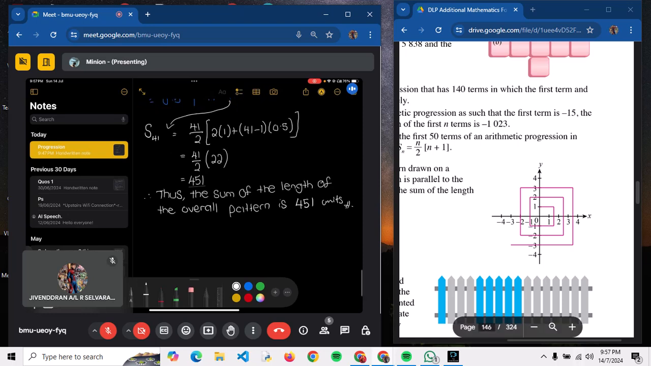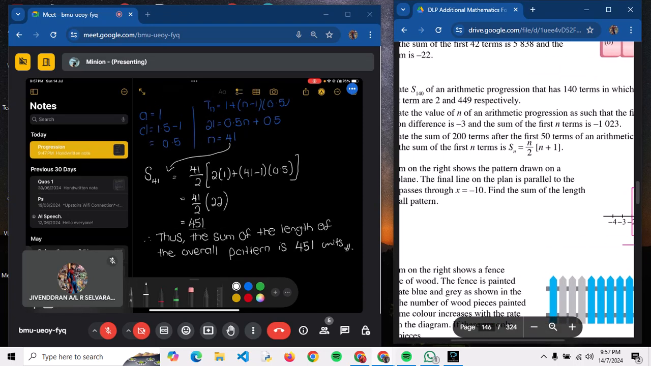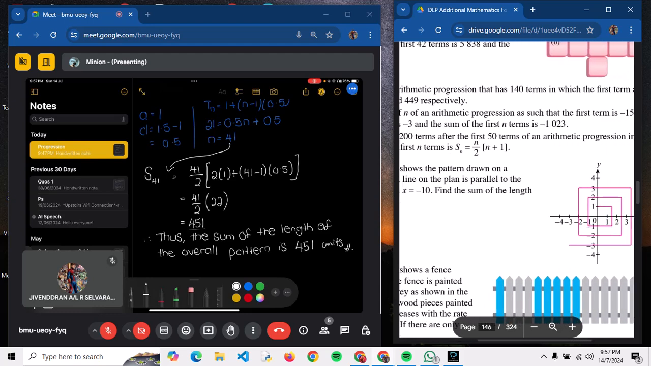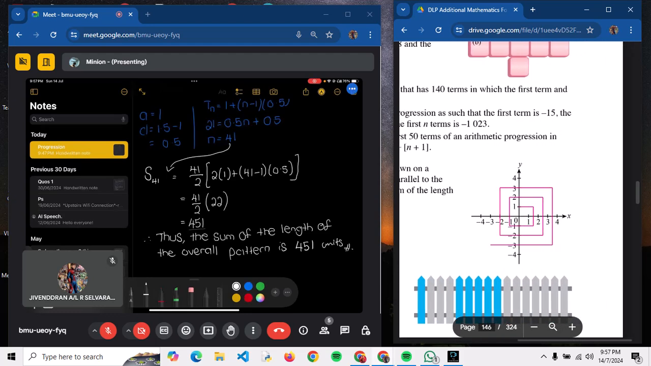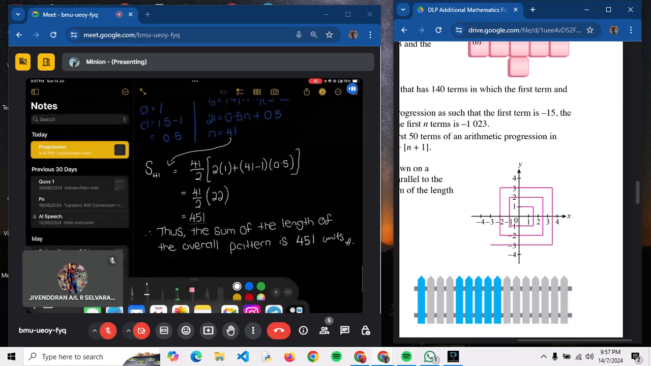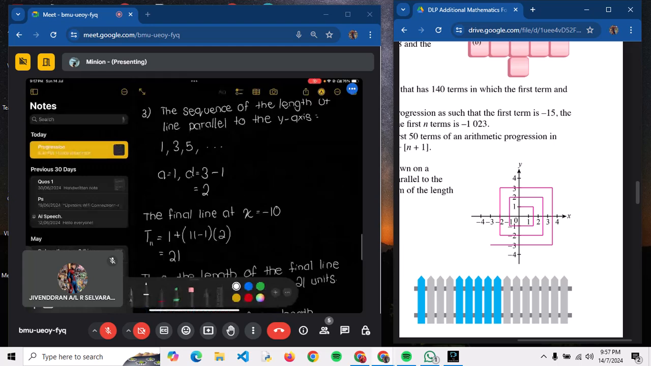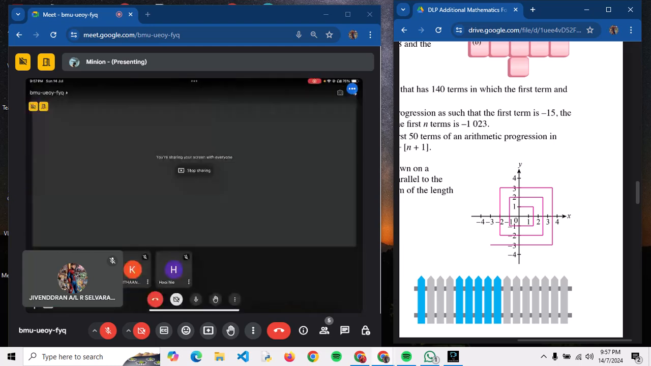At last, you have to write the final answer to get the full marks. If let's say this question is 4 marks, you will get 4 marks. Is it okay? I hope it helped. Yes, it is.